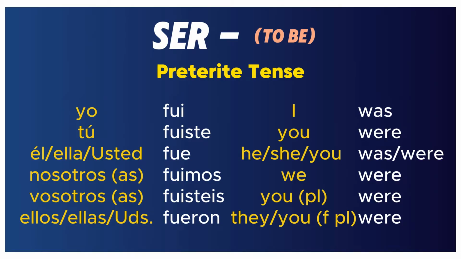Yo fui. Tú fuiste. Él, ella o usted fue. Nosotros, nosotras fuimos. Vosotros, vosotras fuisteis. Ellos, ellas, ustedes fueron. Now remember, in Spanish, the conjugation takes care of who the speaker is. So we don't technically need to explicitly use subject pronouns like yo, él, ustedes, but in this video, we're going to use them just for the sake of completeness.